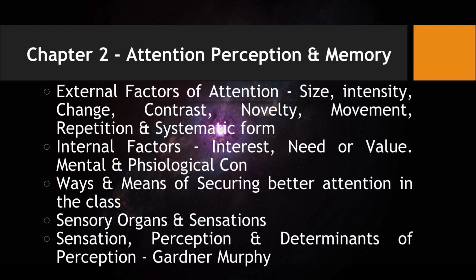Next is perception. Perception is a psychological process in which sensory inputs received from the sense organs are processed, organized, and interpreted based on the past experience of the organism so that the nature of the stimuli is meaningfully understood.